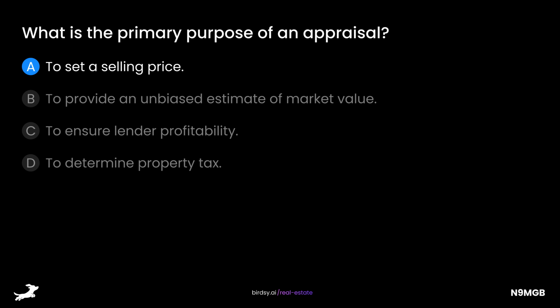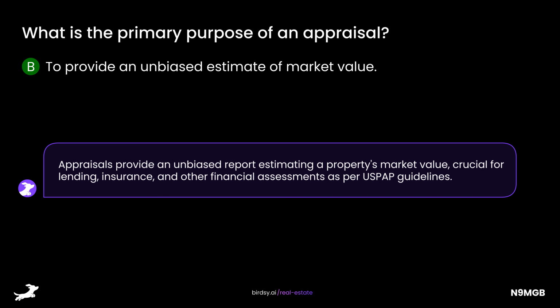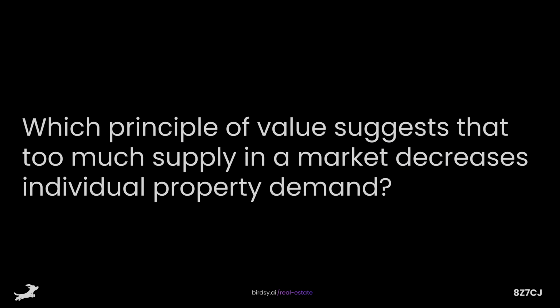Is it A, to set a selling price, B, to provide an unbiased estimate of market value, C, to ensure lender profitability, or D, to determine property tax? The answer is B, to provide an unbiased estimate of market value. Appraisals provide an unbiased report estimating a property's market value, crucial for lending, insurance, and other financial assessments as per USPAP guidelines. Which principle of value suggests that too much supply in a market decreases individual property demand?